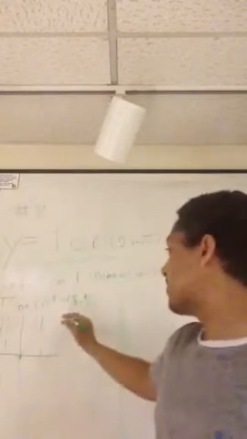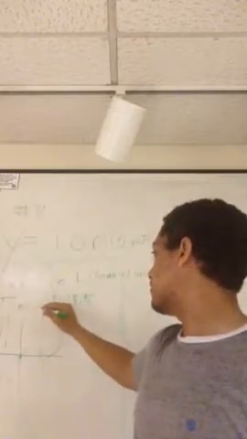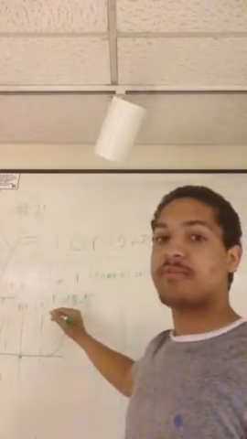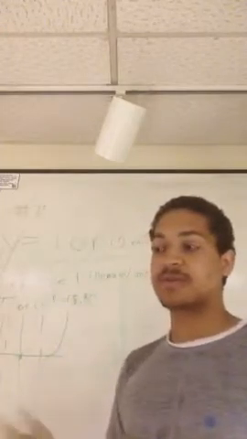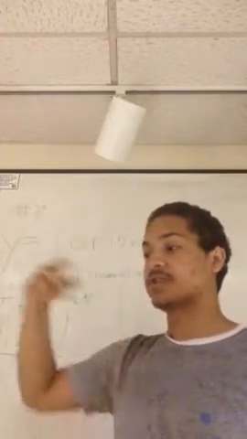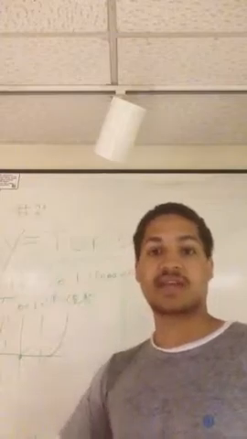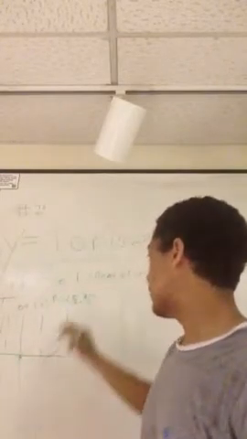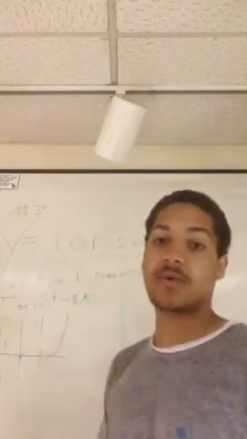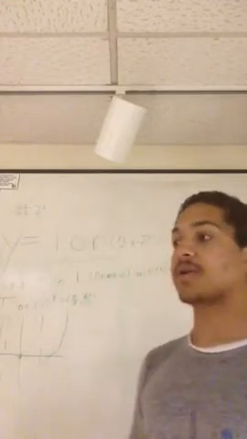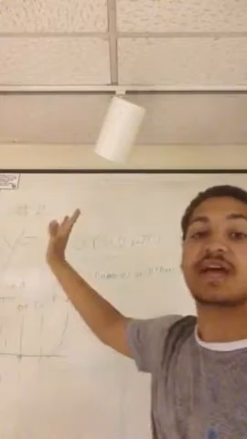We know that the period of this function is pi over 2. Every pi over 2, the graph resets. So it would go from pi over 2 to 3 pi over 2 to 5 pi over 2, and we keep going and going until it stops.